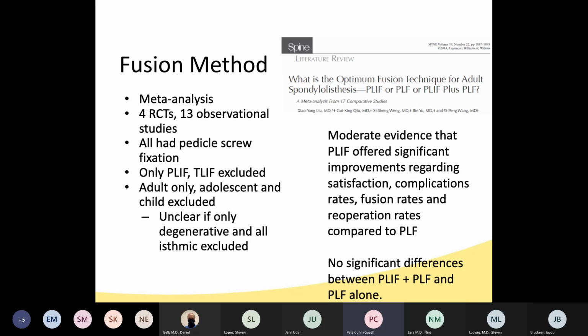But what they found was that there was moderate evidence that the interbody fusion offered significant improvements in terms of satisfaction, complication rates, fusion rates, and reoperation rates compared to posterior lateral fusion alone. But when they looked at interbody with a posterior lateral fusion versus a posterior lateral fusion, there really wasn't any significant difference. So they weren't really exactly sure how to explain that. Their main theory is that to do the posterior lateral fusion, it requires a little bit more dissection to get out to the full transverse processes and to get your bone graft there, and maybe that affected the outcomes.